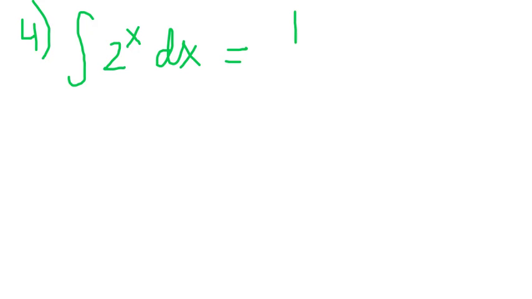Finally, I'll just do a quick integral example using the integral rule I gave you. If I wanted to take the antiderivative of 2 to the x, using the rule I had given you, it's simply 1 over the natural log of 2 times 2 to the x. Don't forget about the plus c.